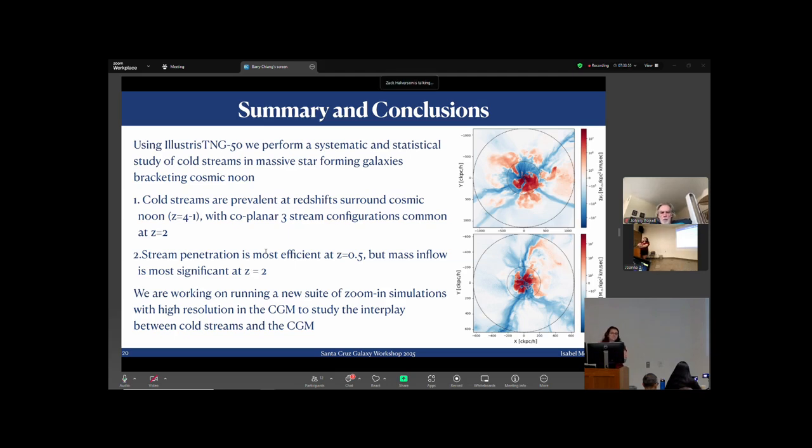Hi, so this is really neat. I was wondering, you talked about the alignment of the streams themselves. Did the streams tend to be aligned with the galaxy as well? We haven't actually explicitly checked that, but that's a good point. That's something we should add to that talk. Thank you for the suggestion.